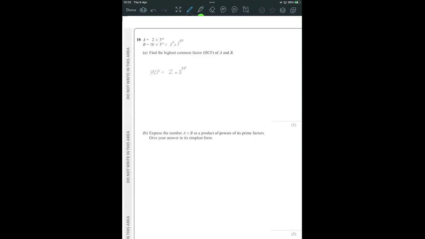Express A times B as a product of powers of its prime factors. Well, here's where the rewriting 16 is actually going to help us a lot more. Because now this is just an indices question. We can add the powers of the two separate parts. And the product is 2 to the 5 times 3 to the 80. Absolutely massive.